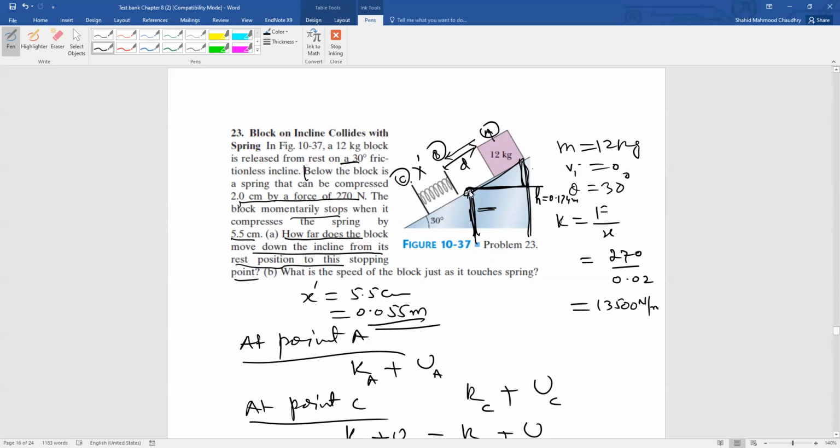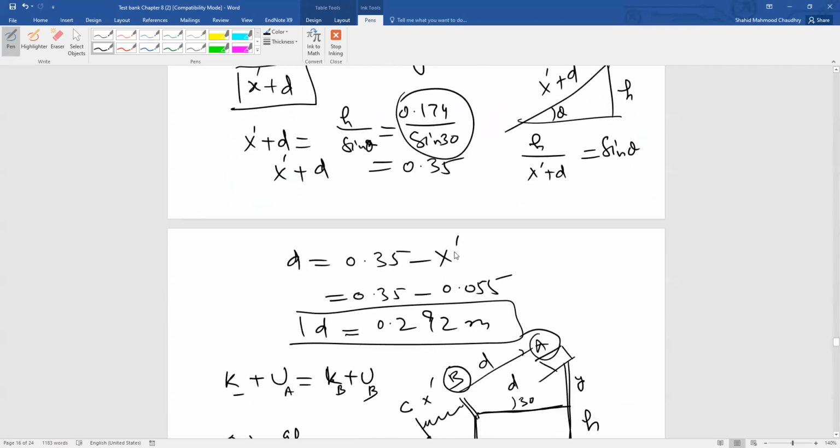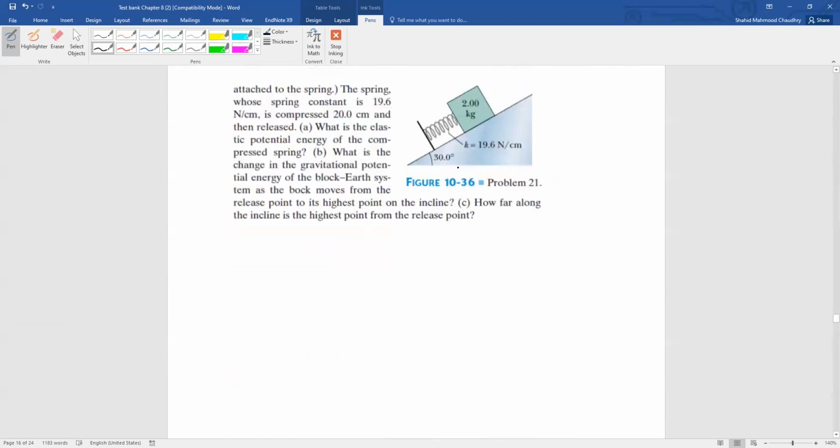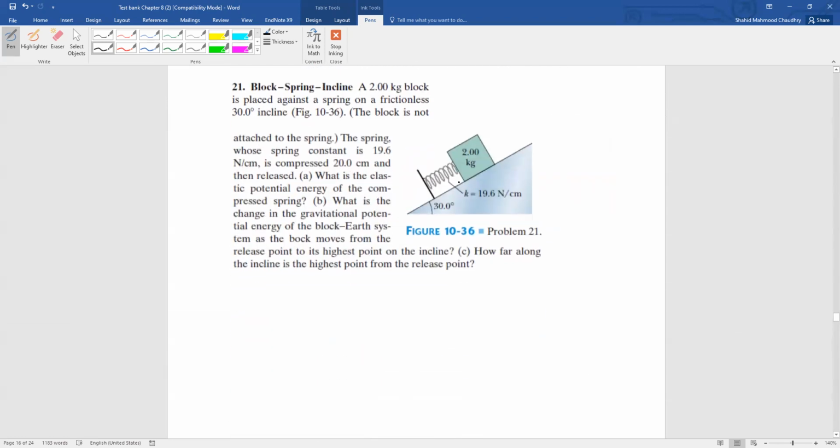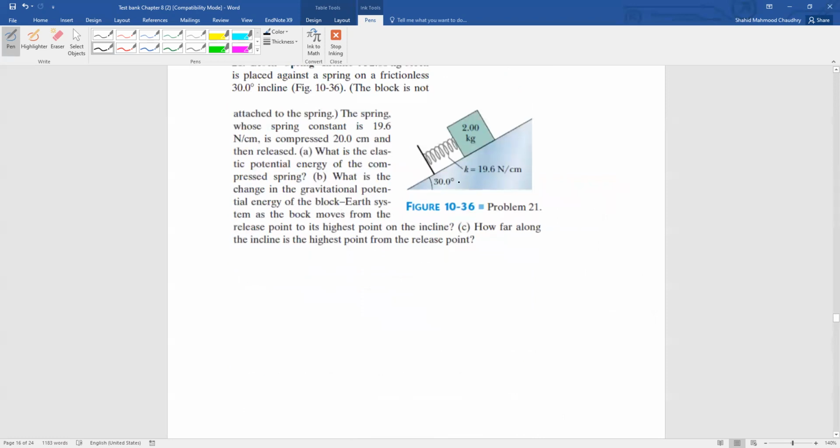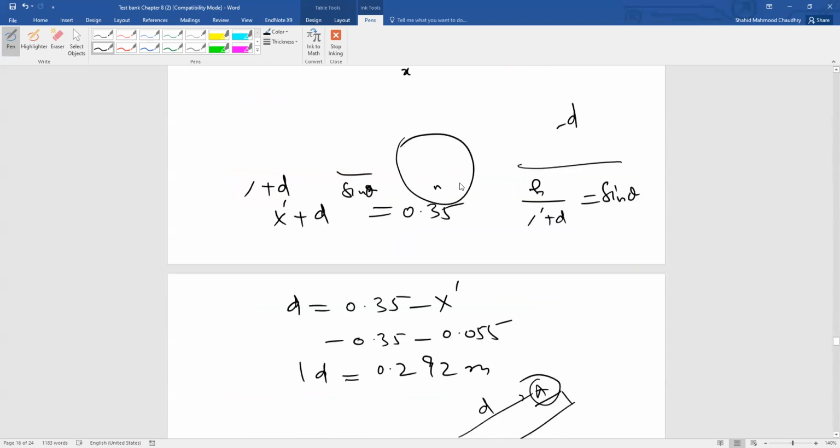So to find the potential energy at this point, we need this height. To find this height, we will take this triangle. Otherwise, we cannot find this one. And in the same way, you can solve this problem. This is a little easy problem. This is not a difficult problem, but this is difficult.